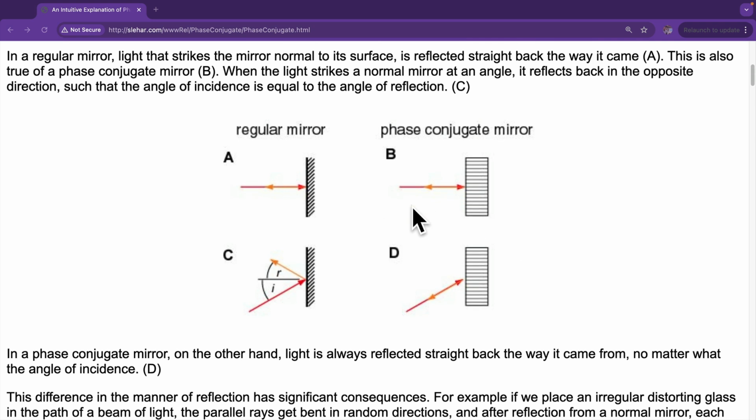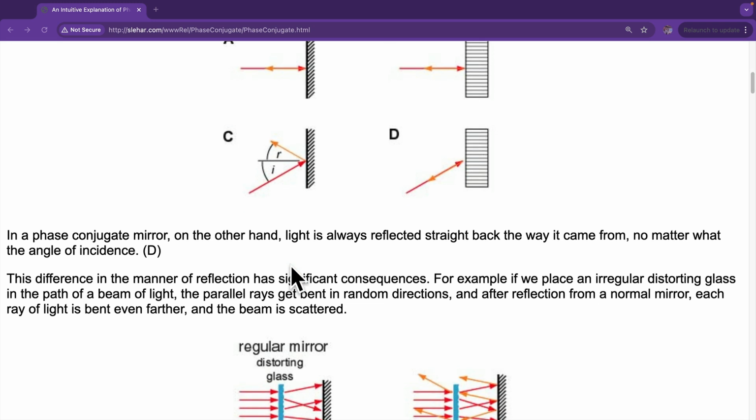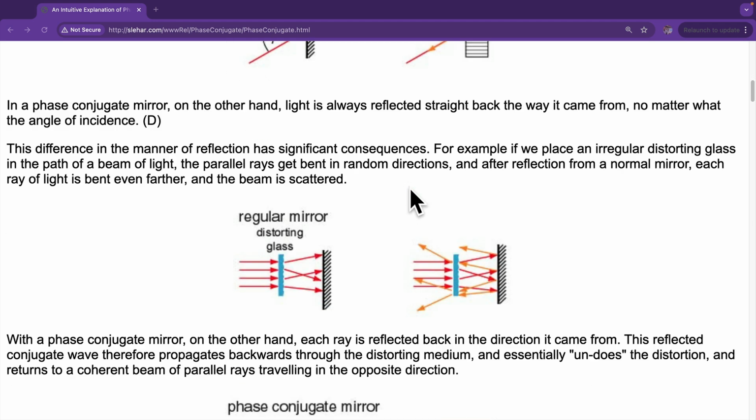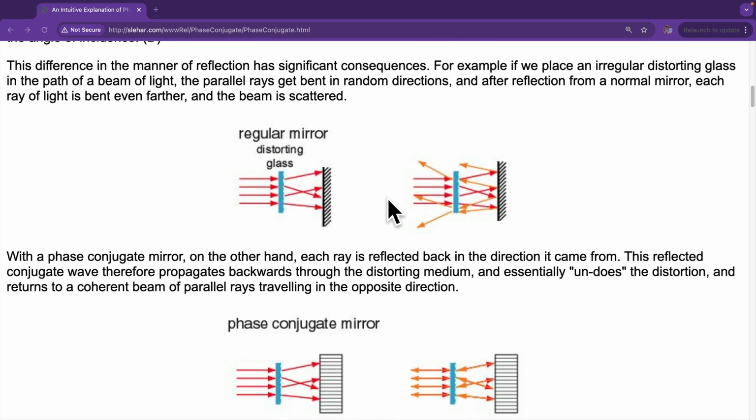When light strikes a normal mirror at an angle, it reflects back in the opposite direction such that the angle of incidence is equal to the angle of reflection. In a phase conjugate mirror, on the other hand, light is always reflected straight back the way it came from, no matter what the angle of incidence. This difference in the manner of reflection has significant consequences.